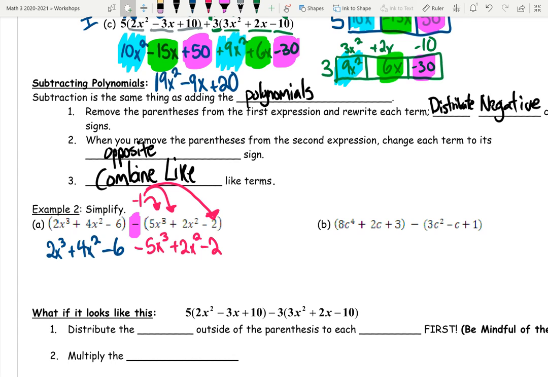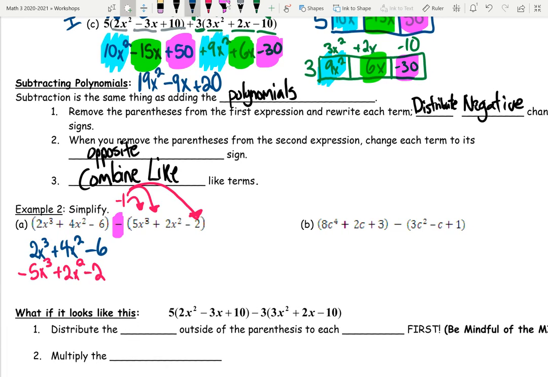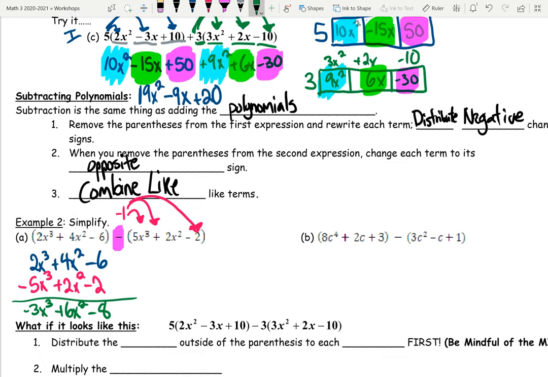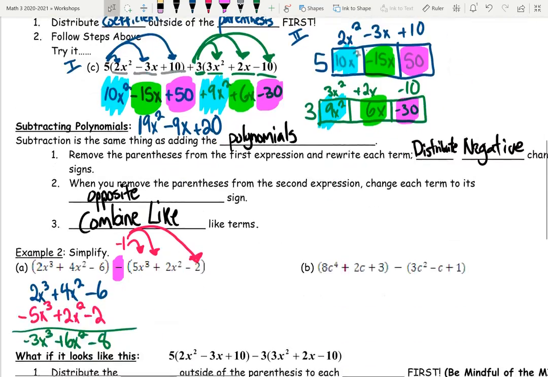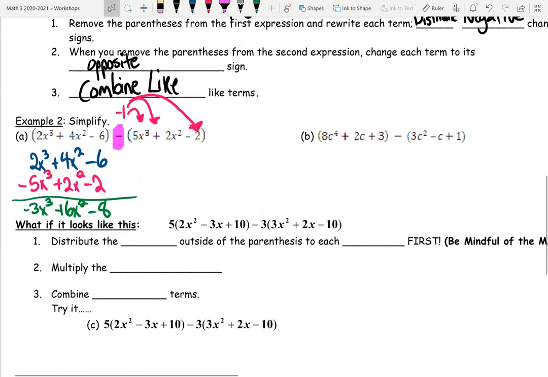Now I need to combine these together. So let me line up my like terms, and I'm going to add them, resulting in -3x cubed, positive 6x squared, and a -8. Wow, I didn't even notice that we were subtracting here, where before we were adding. It all requires the same toolkit.